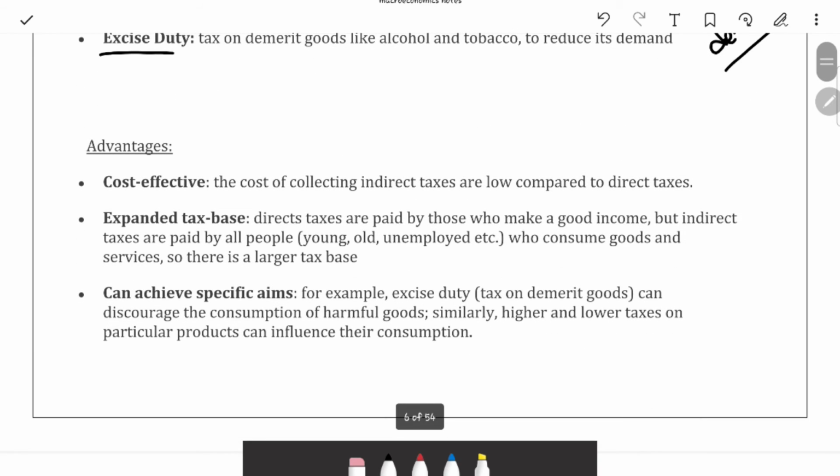What are the advantages of this tax? The first one is cost effective. There's no extra money that you need to spend.